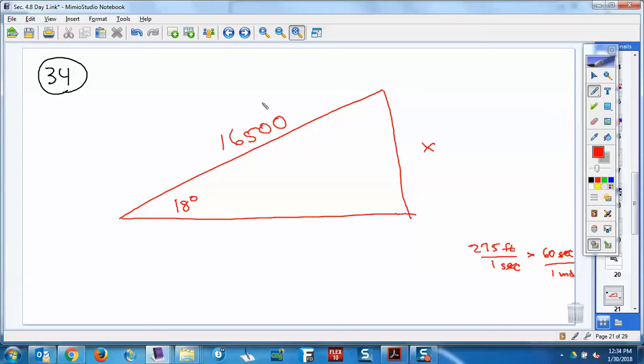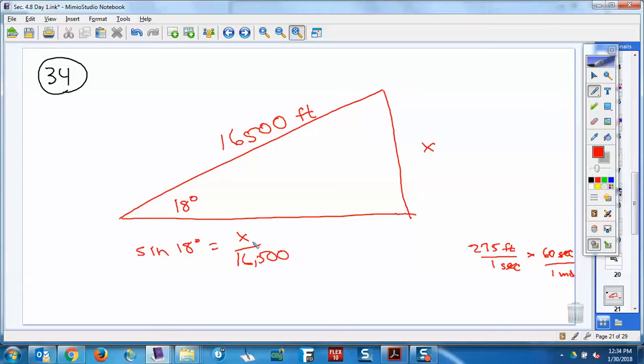I don't know if we're going to run into any of those problems, but sometimes they'll say airspeed. If they don't say, we're going to assume that the 275 feet per second is airspeed versus ground speed. Ground speed would be, as it's flying, how fast is it covering horizontal distance. But we're going to put the 16,500 up here. Which trig function are we looking at? Sine, right? Opposite over hypotenuse. So sine of 18 degrees is x over 16,500.